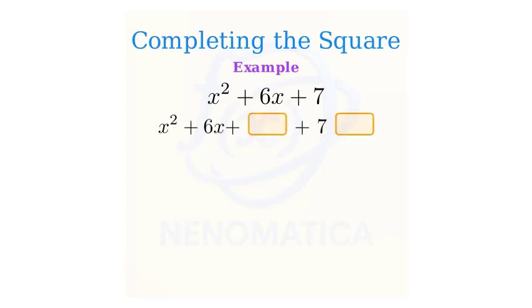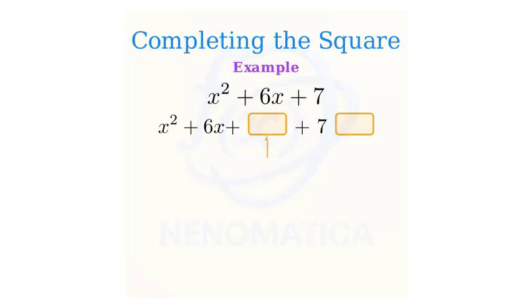In this example, we'll complete the square for the quadratic expression x squared plus 6x plus 7. We'll follow the exact textbook algorithm. Add and subtract half the x coefficient squared, then factor and simplify. Step 1. Place 2 blanks so that we can add and subtract the same quantity without changing the value. These go after the x squared plus 6x and after the plus 7.